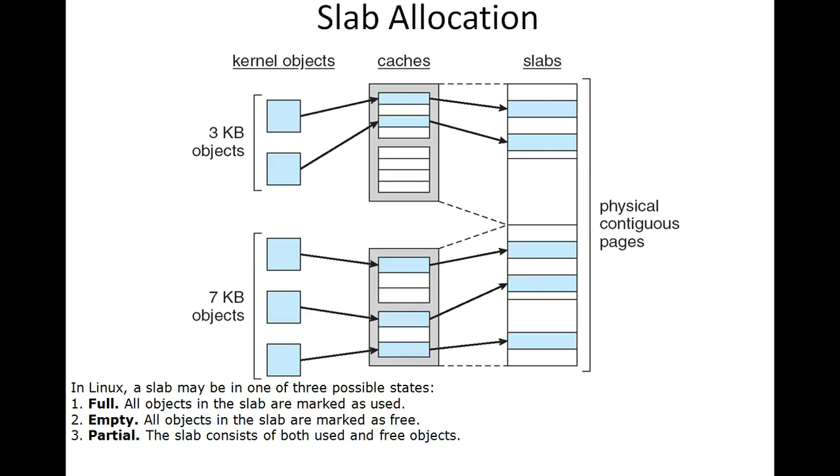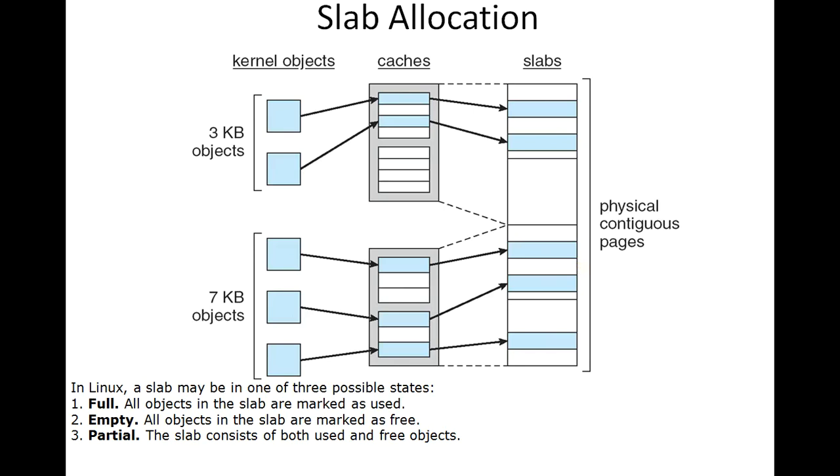In this figure, there are two kernel objects of 3 KB in size and three objects of 7 KB in size. So these objects are stored in the respective caches of 3 KB and 7 KB objects in the cache memory. Then they are mapped to the physical memory slabs, which are arranged in a contiguous manner.